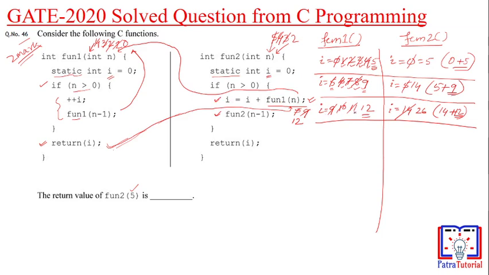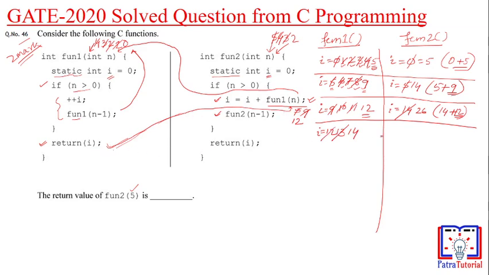So the I value will be incremented 2 times, right? So what is the current value of I? 12, and since I am calling function 1 by passing 2 as a parameter, this value will be incremented 2 times, right? So it becomes 12 to 13, again 13 to 14, so it will return 14 here.